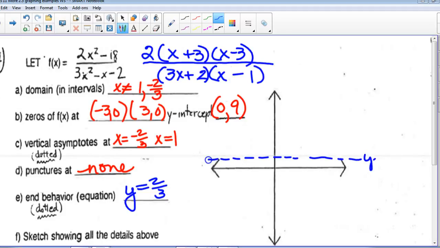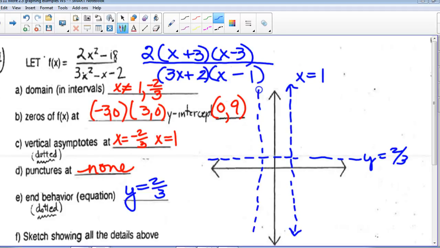Y equals 2/3. X equals 1. I'm going to space that out a little bit because I think there's got to be something in between that x equals 1 and over here at x equals negative 2/3.